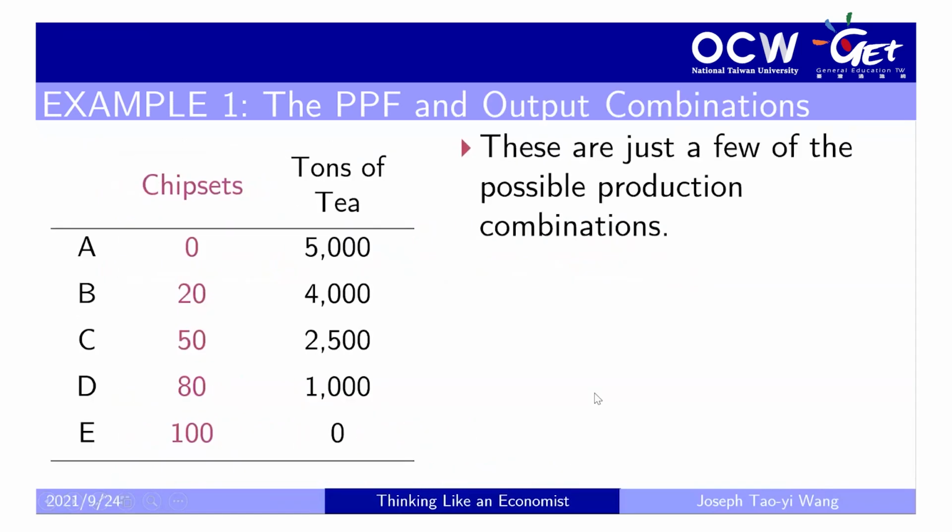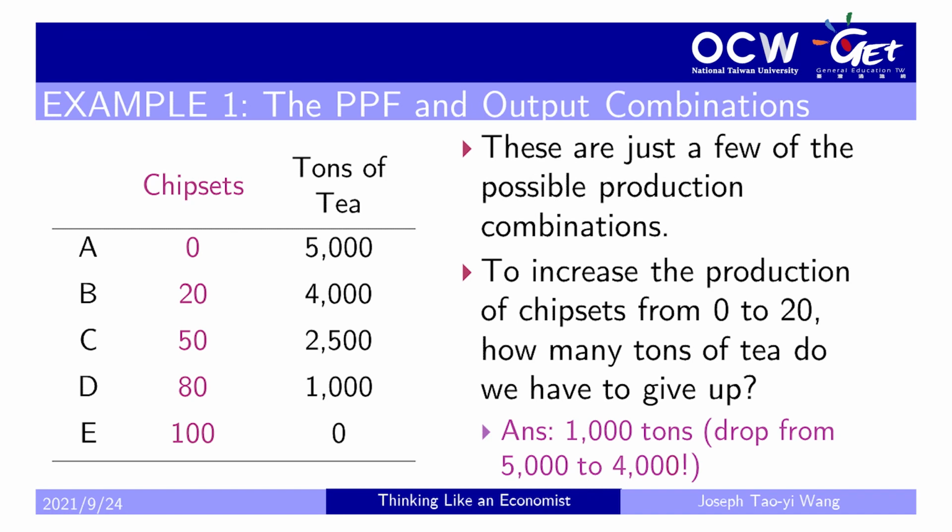If you put all of the labor into producing tea, you get tea, and of course, no chipsets. If you put everything into chipsets, then you get no tea. If you put some labor into chipsets and some into tea, then you get different combinations. One thing you should look at: suppose you increase the production of chipsets from 0 to 20. How many tons of tea do you have to give up? You have to give up 1,000 tons of tea, because you're dropping the tea production from 5,000 to 4,000.